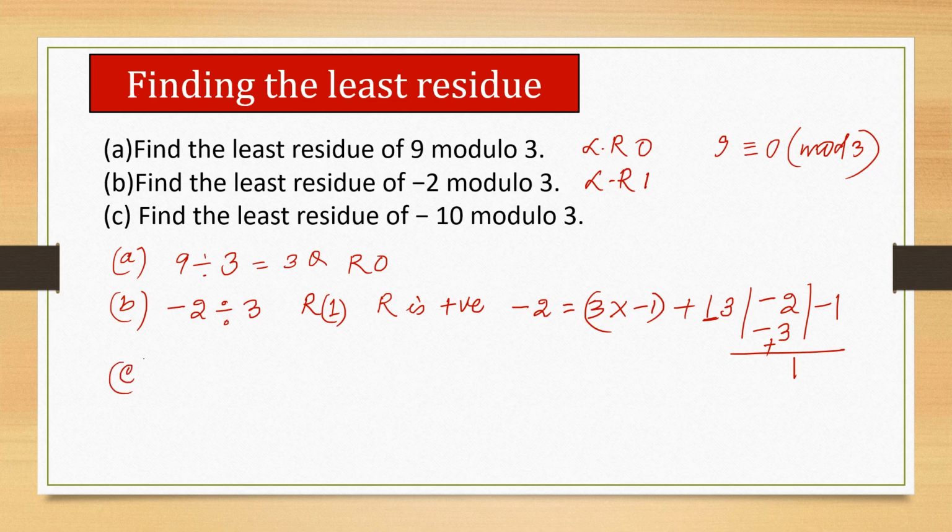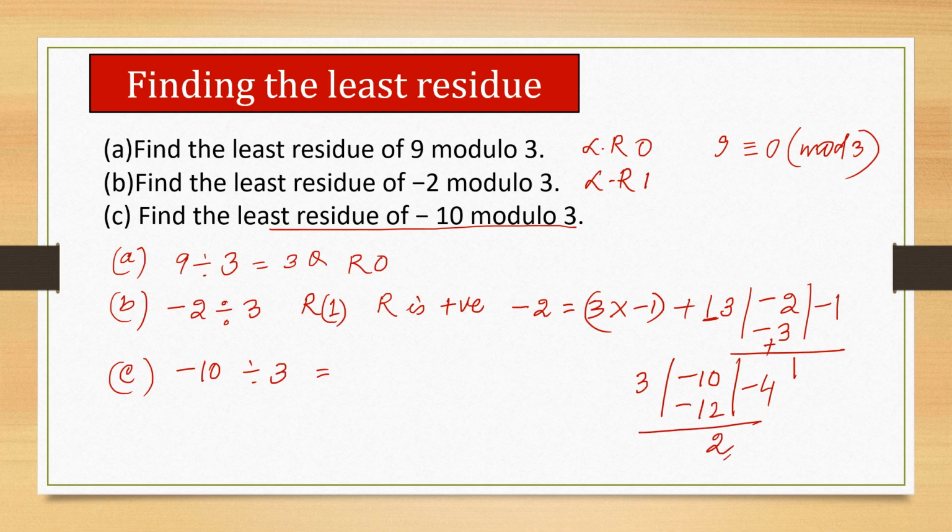Now part C, least residue of -10 modulo 3. You have to take a multiple of 3 that is negative. So this will be -4. If we subtract, 2 is the remainder, or 2 is the residue. So this can be written as -10 is equal to 3 into -4 plus 2.